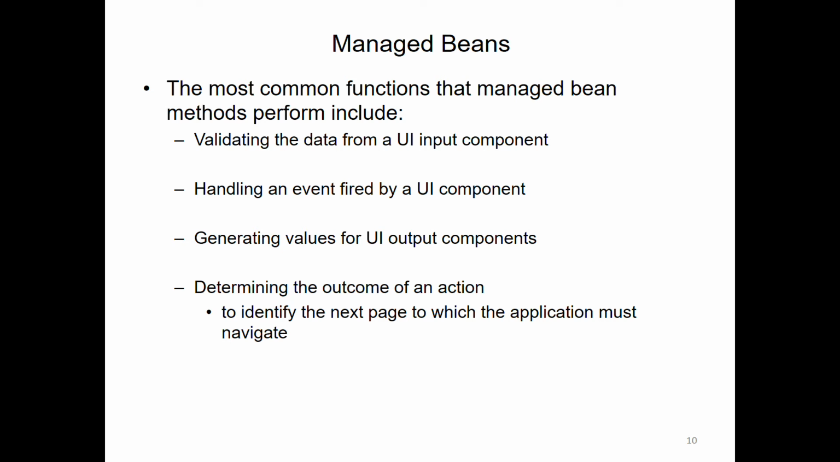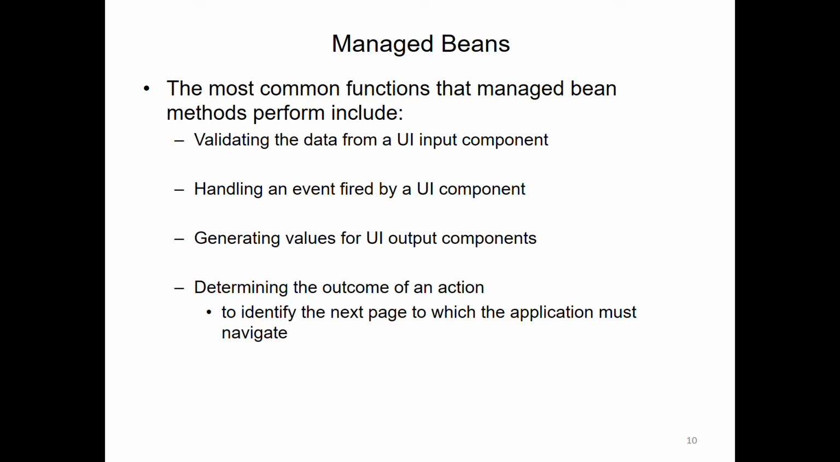We can also generate values for UI output components and determine the outcome of an action. Now, an action is what happens when the user clicks on a command button. And there is an attribute, as I have mentioned already, in the command button called action that can be linked to a method. We've seen an example where the action equals the name of the next facelet that will be displayed. But instead of doing that, we can link it to an action method in the backing bean.